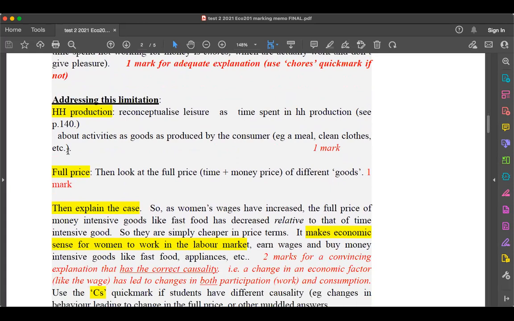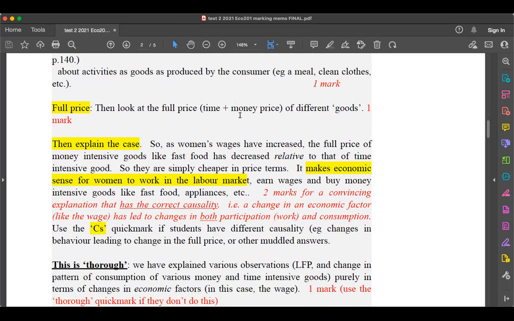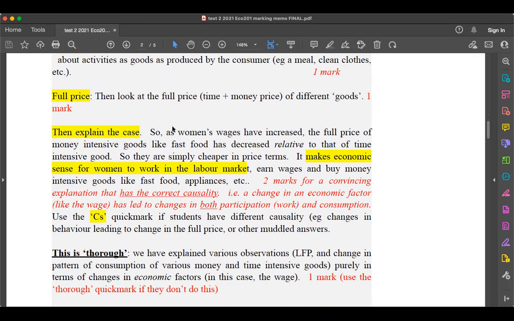So you also just refer to goods as produced by the consumer. So an example would be a meal, clean clothes, etc. So you have your explanation and you provide an example. Then when you talk about the full price, you look at the full price, so time and money, price of different goods, so you get another mark there. And then remember, we were talking about the women's labor force participation. So as women's wages have increased, the full price of money intensive goods like fast food has decreased relative to that of time intensive goods, so they are simply cheaper in price terms, right?